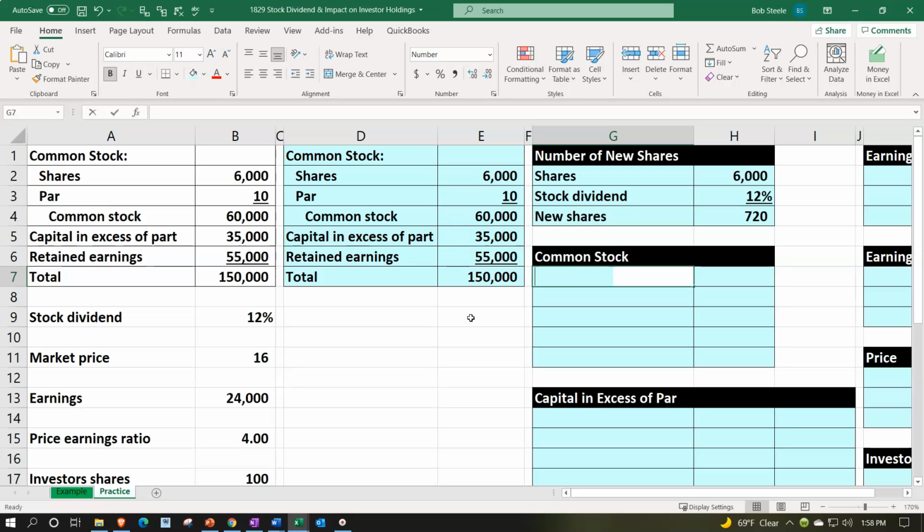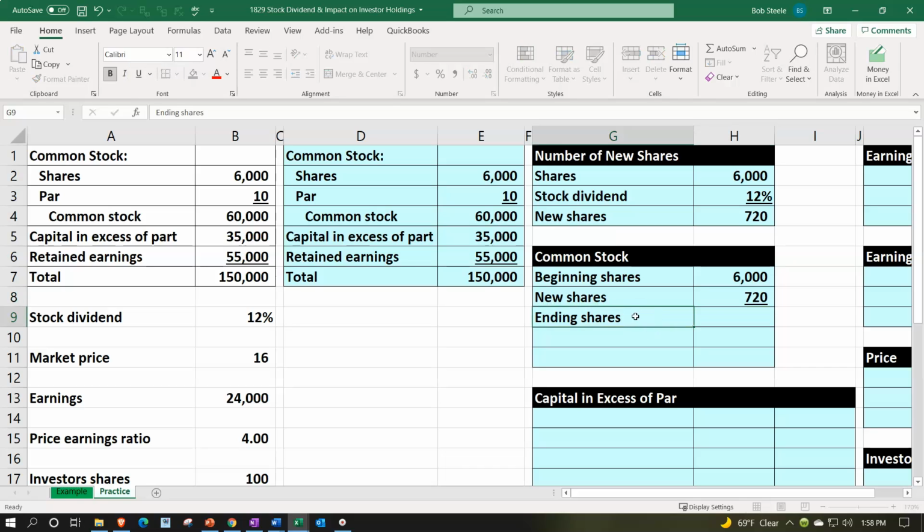Well, we could say we have the beginning shares. In the beginning, there were shares. Those shares consisted of 6,000 shares. And then they multiplied due to a stock dividend with new shares of 720, resulting in, font group, underline, ending shares, equal to the sum, SUM, shift 9, 6,000 plus 720, or 6,720. The par value has not changed.